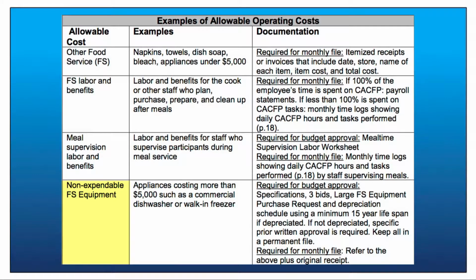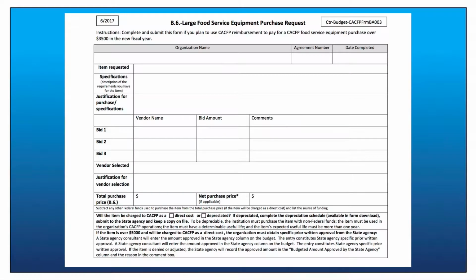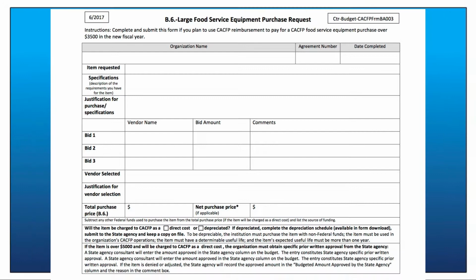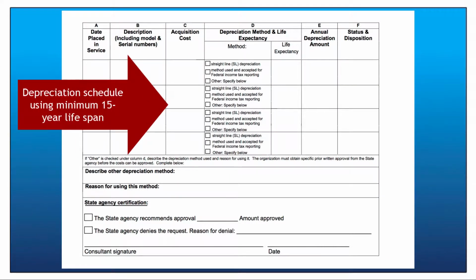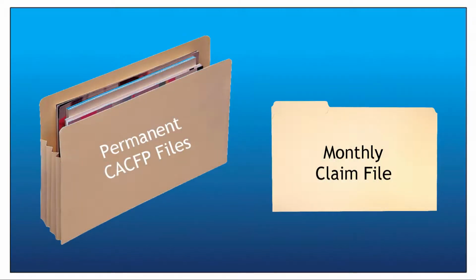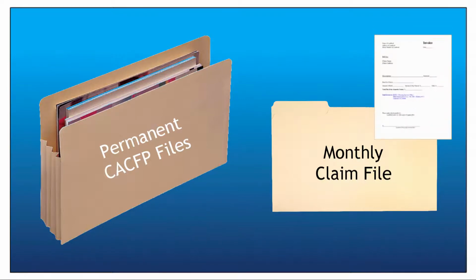Non-expendable food service equipment. This includes appliances costing more than $5,000, such as a commercial dishwasher or walk-in freezer. Documentation for the budget approval includes specifications, 3 bids, large food service equipment request form, and the depreciation schedule using a minimum 15-year lifespan. If not depreciated, specific prior written approval is required for budget approval. Refer to the documentation on file and include the original receipt in the monthly file when purchased.